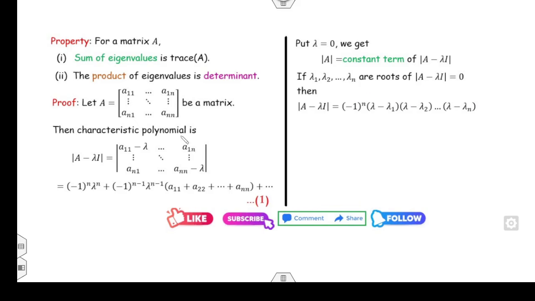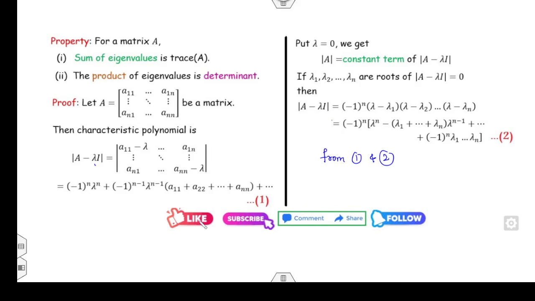Fine, because it has a negative. So I can write it as... Now if you open this bracket, what will happen? First, if you open this complete bracket, it is lambda raised to power n, then minus 1 raised to power n, or you can say negative sum of the coefficient of lambda to the n minus 1, and so on. Now you can compare equation number 1 and equation number 2.